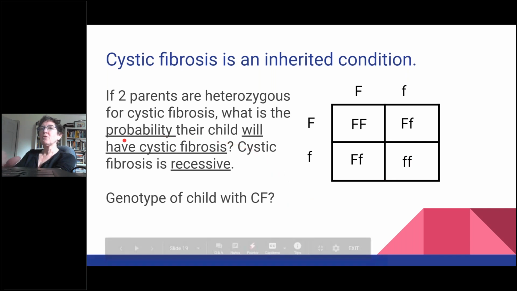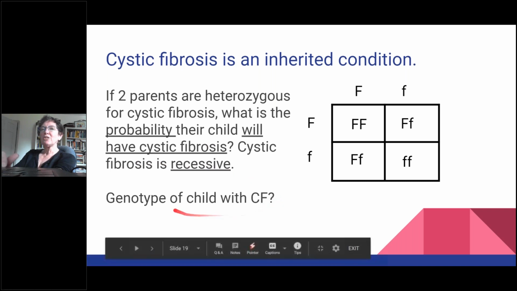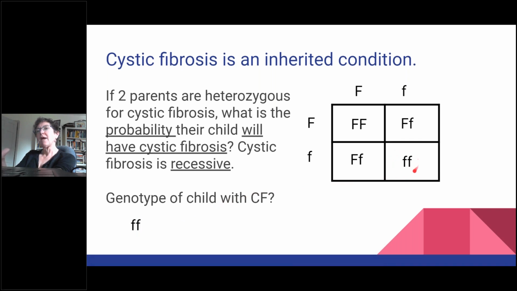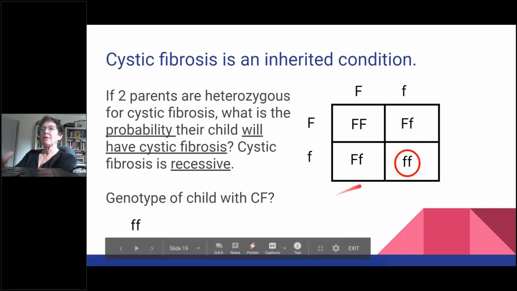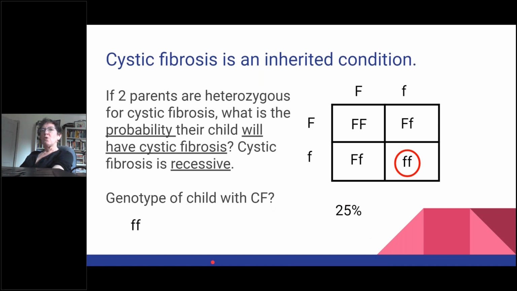So look at what our question is asking us. What is the probability their child will have cystic fibrosis? If cystic fibrosis is recessive, what is the genotype of a child with CF? The genotype is ff. Here is our lowercase f here. So 1 out of 4 possibilities is 25%.